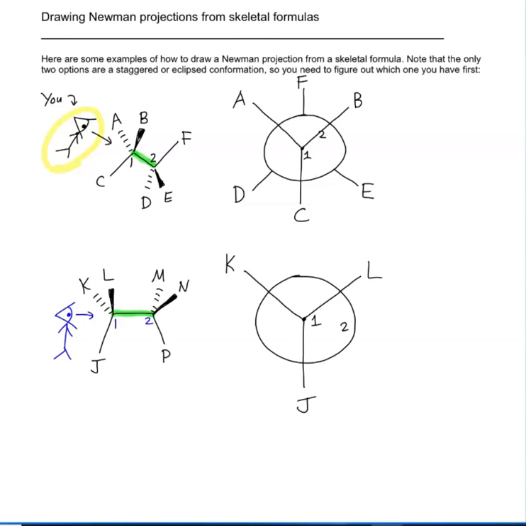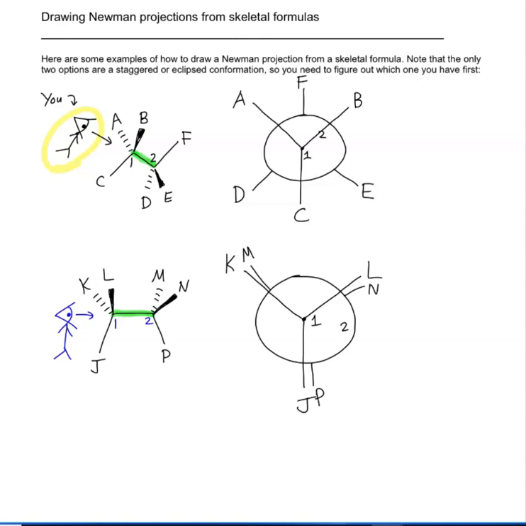On the back carbon, it's P. The bond to P is pointing straight down. The bond to N is toward your right, and the bond to M is going to be behind K.